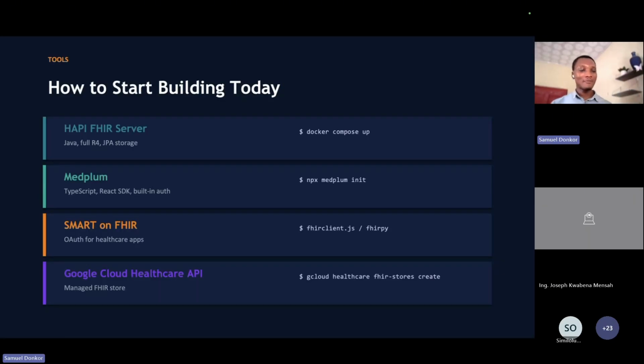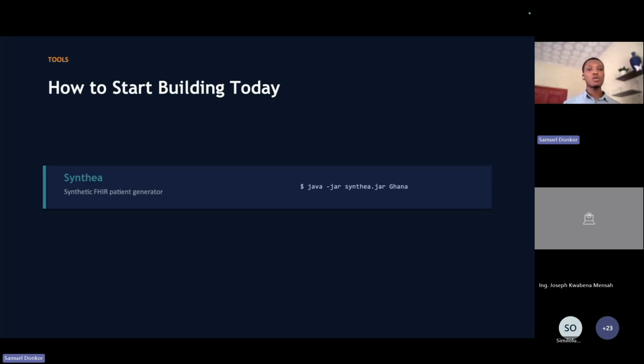There are actually different ways to use that. Some of them are open source, so you can just look through the code base. There are also some that are hosted, so you can make direct API calls to them. So there's HAPI, there's Medplum, there's SMART on FHIR, there's the Google Cloud version. But what we'd like to use today is to generate our own patient data, which is represented in a FHIR format, right?